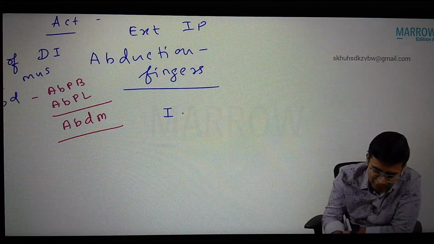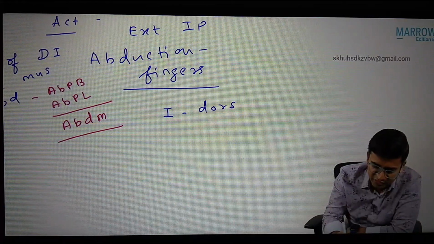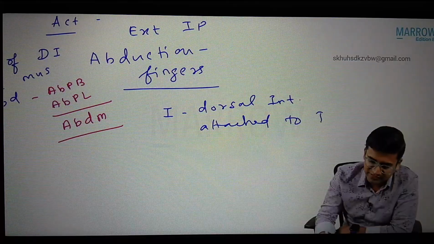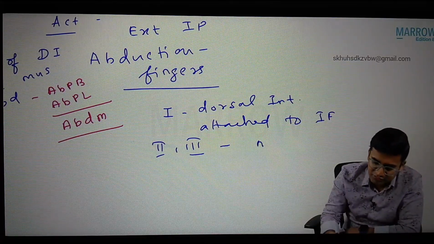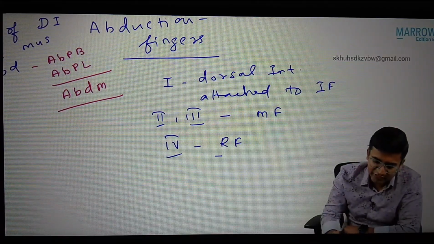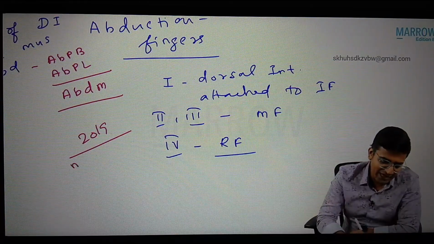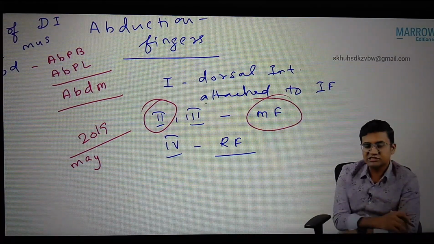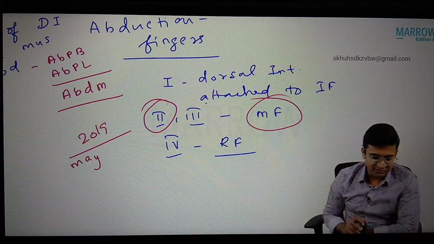So please write: the first dorsal interosseous attached to index finger. Second and third attached to middle finger. Fourth one attached to ring finger. Again, in the May 2019 AIIMS exam, we got the question: the second dorsal interosseous attaches to which finger? Answer: middle finger. Right.